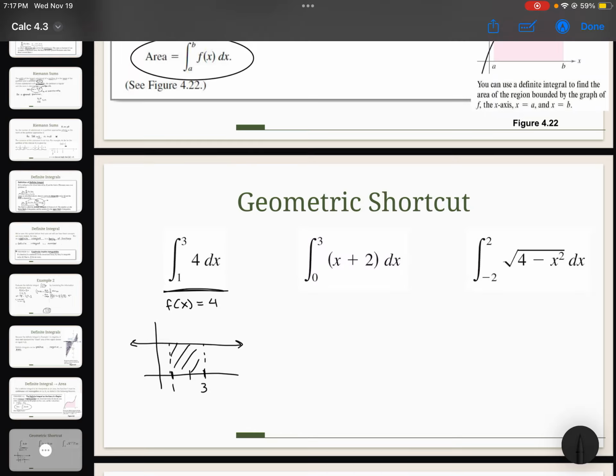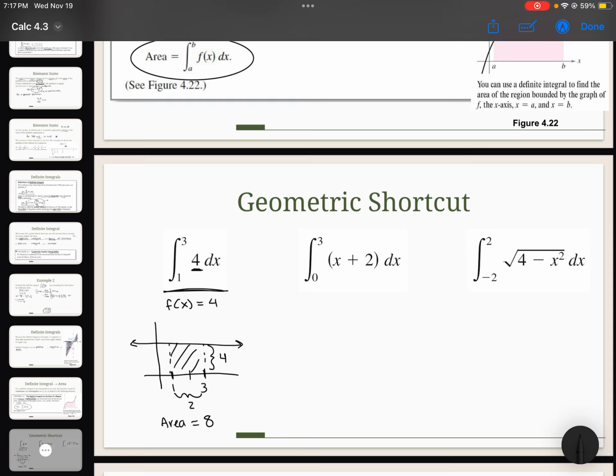So to figure out the area, all I really need to do is say the height is 4 and the width is 2. So my area, anytime you just see a number inside here, you're just calculating rectangle area. Height times width, 4 times 2 gives us 8. So whenever you see a number, think rectangle: find your height, find your width, calculate your area. You'll have some homework problems like this.